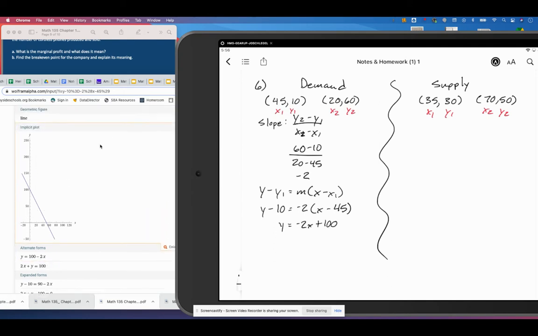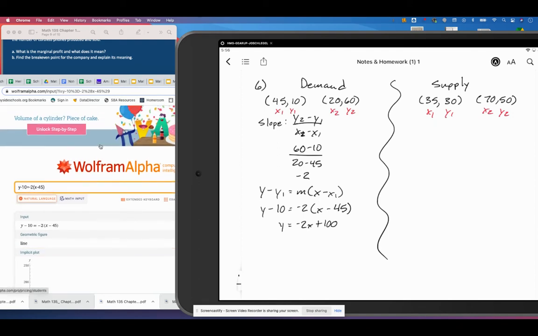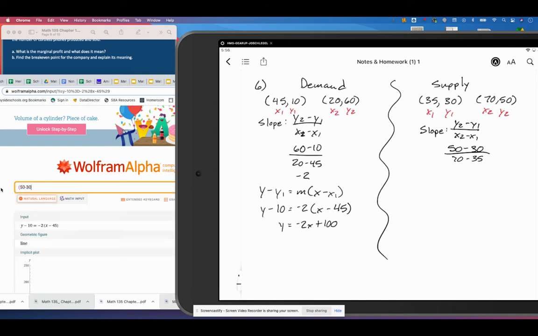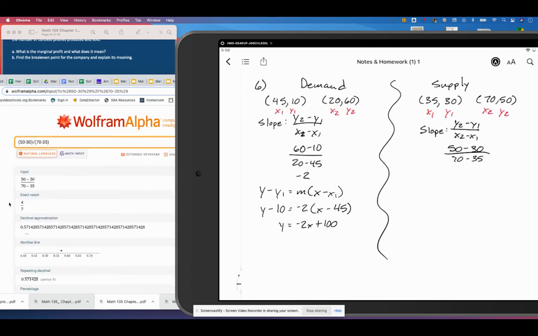And then everyone, for our supply function, we need to do the same. So we've got to get a slope going. y2 minus y1 over x2 minus x1. y2 is 50, y1 is 30, x2 is 70, x1 is 35. And I'll let Wolfram handle that one for me. So I've got 50 minus 30 over 70 minus 35. And I get a slope of 4/7.